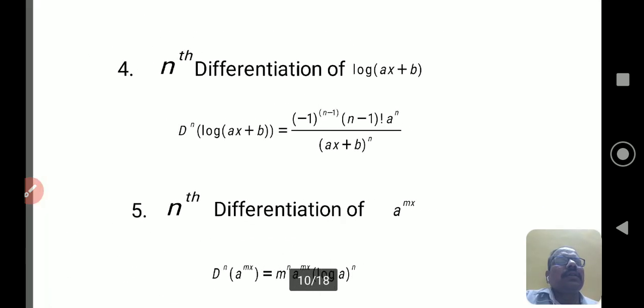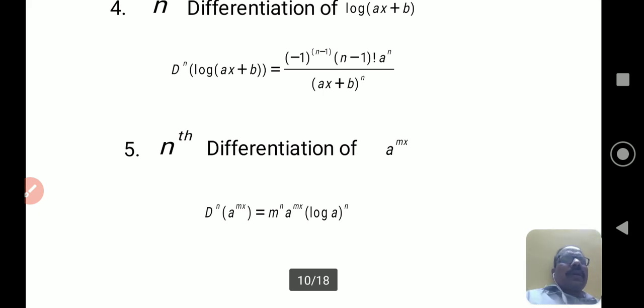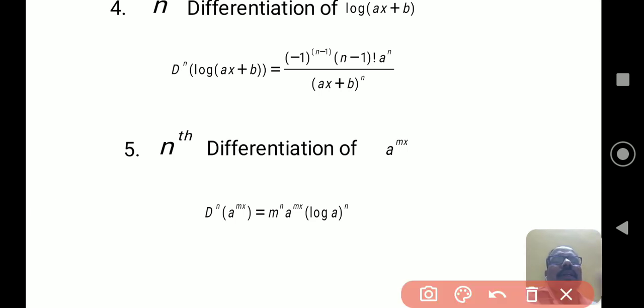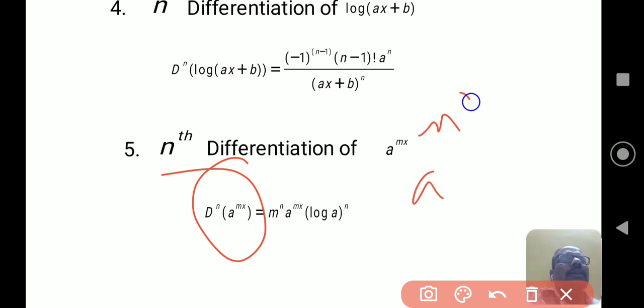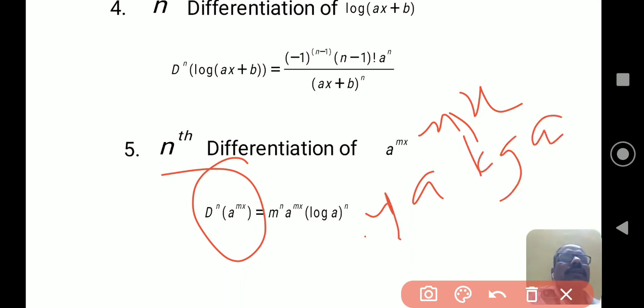Similarly, the last is a very simple term, a to the power of mx. In second PU, you differentiate 2 to the power of x. How do we write it? 2 to the power of x into log a. Finally, how to find the nth derivative of this function is very simple. The nth derivative of a power mx: the first order derivative is a power mx, written as it is, into the differentiation of mx, which is m, into log a. That is the first order derivative.